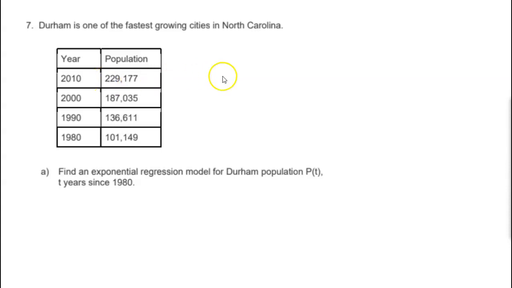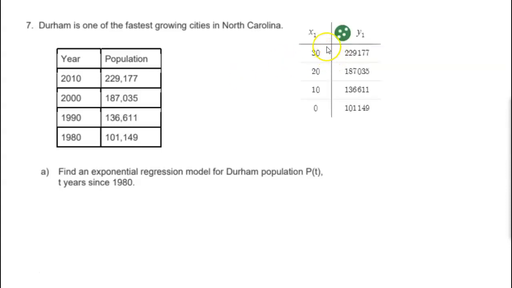So in order to do that, the first thing you're going to want to do is put your data into your technology, whether that be a graphing calculator or an online graphing tool such as Desmos. I went into Desmos and created a table and entered in my data points. Something you may notice is that I did not put in 2010, 2000, 1990. The reason is they have determined that we want T to be the number of years since 1980.